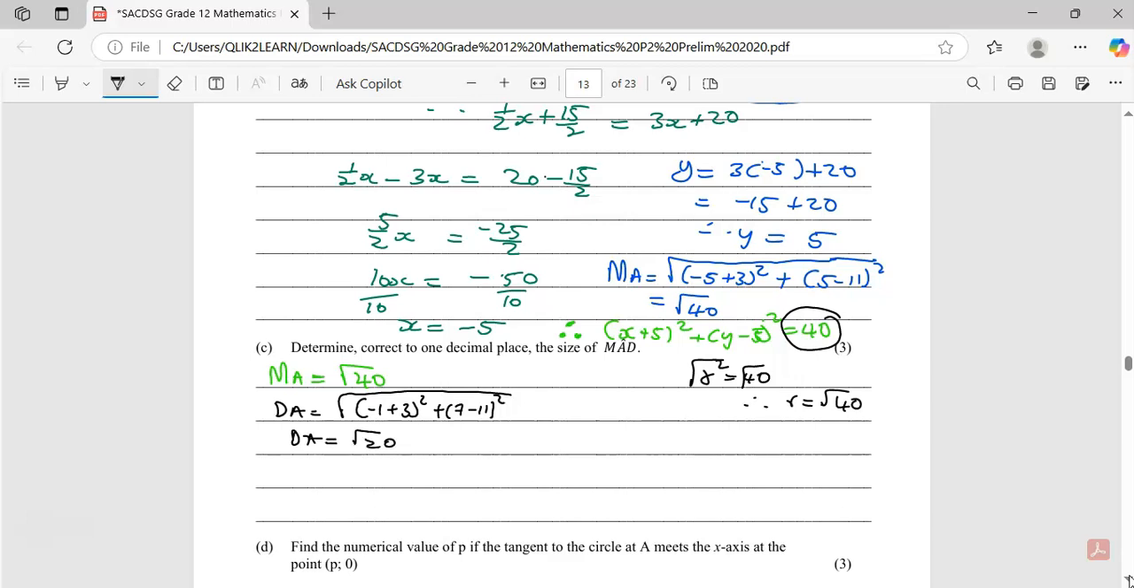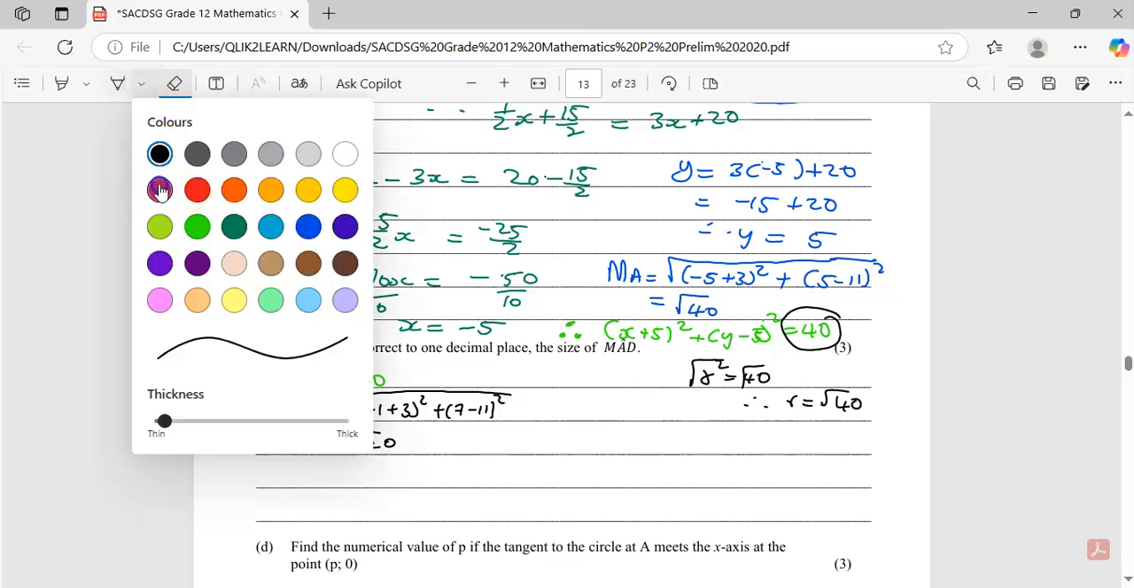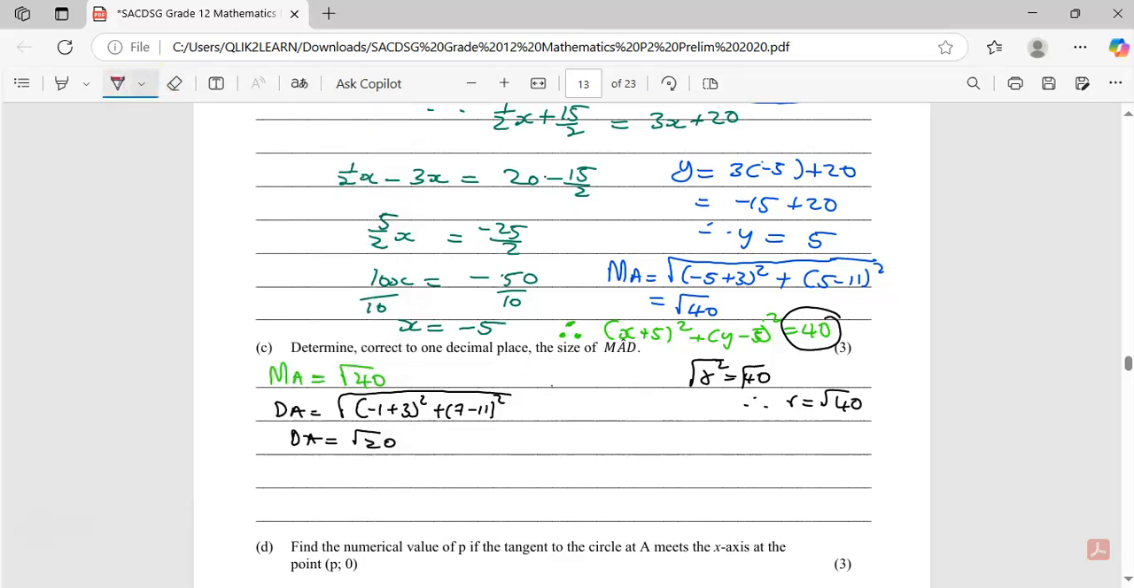So now, remember, it's like this. Let's quickly fix this. Okay, so this is M. We have this as D. Then this is A. So the distance here is root 20, and the distance here is root of 40 when we are looking for that angle. And remember, this is 90 degrees.